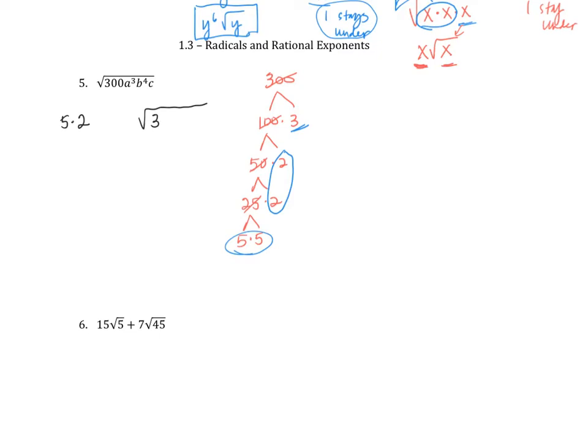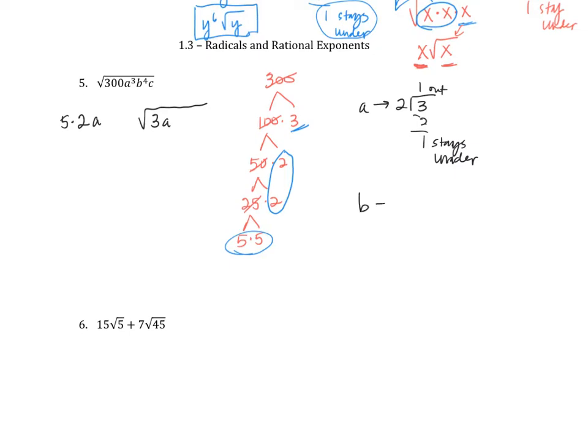Now I want to look at the a. The a has 3. So I want to know how many times does 2 go into 3. So 2 into 3 is 1, remainder 1. So 1 a goes out and 1 a stays under. So that means I'll have a to the first out here and an a to the first under here.